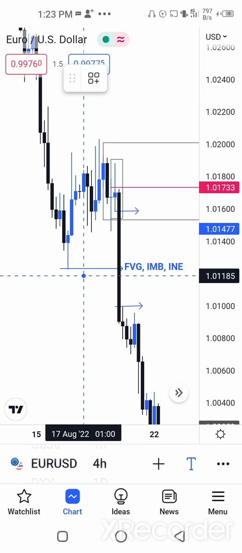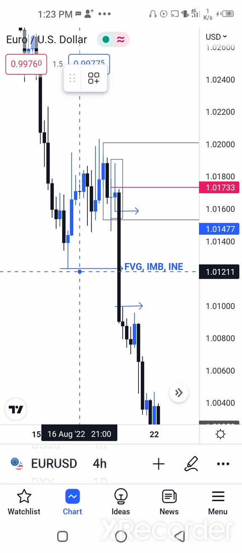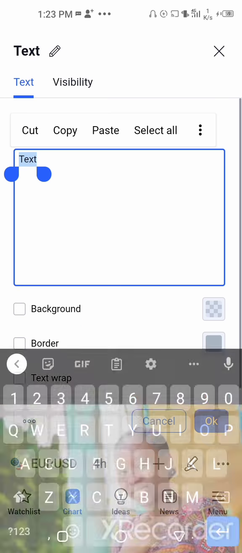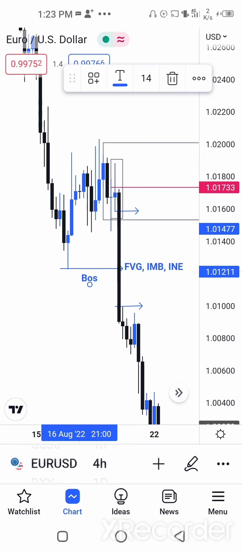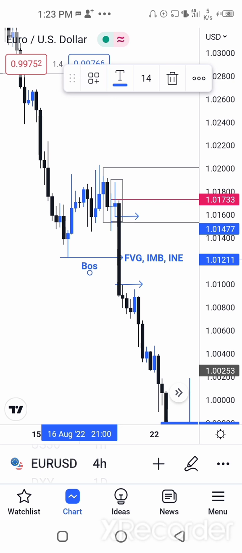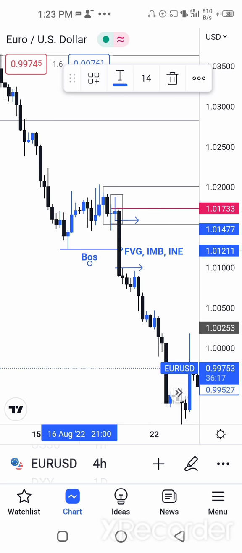Let's call this the BOS. So the break of structure, BOS. So that is it. So you can see some criteria. You can see how it's kind of falling in line with everything. So first of all, we talked about the imbalance being formed. We talked about the BOS, and it must be in line with structure. It must be in line with structure.